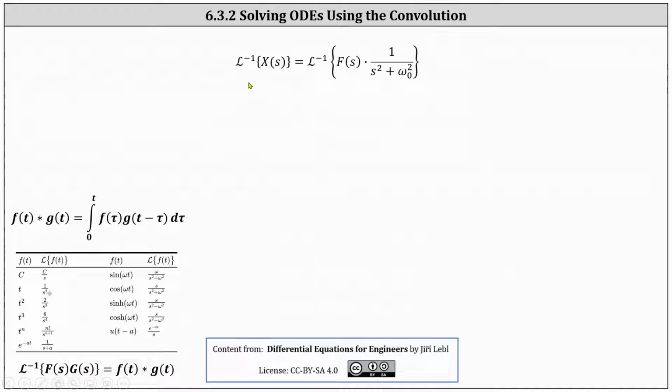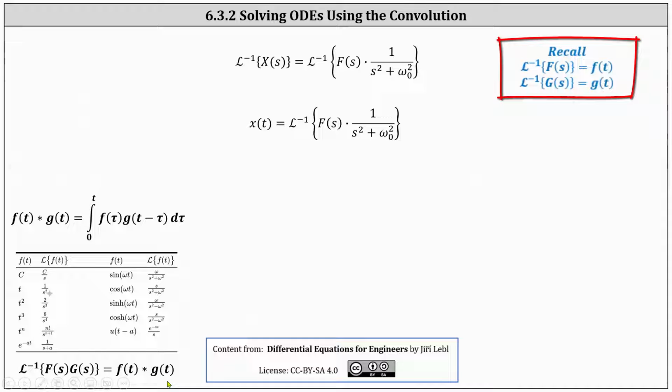On the left, the inverse Laplace transform of big X of s is equal to x of t, and on the right we have the inverse Laplace transform of big F of s times 1 divided by the sum of s squared and omega sub 0 squared. This is where we apply the property that the inverse Laplace transform of big F of s times big G of s equals the convolution of f of t and g of t. We know the inverse Laplace transform of big F of s is equal to f of t.